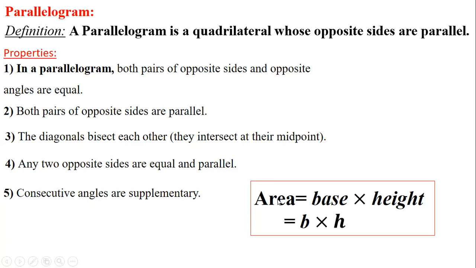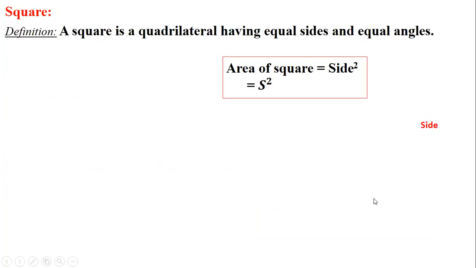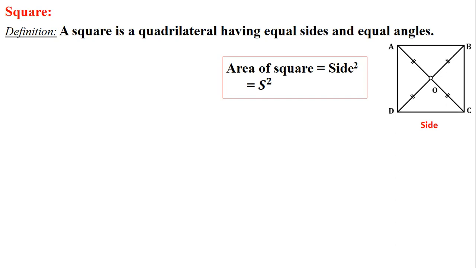We should study the area of the parallelogram. It is base times height. This is the parallelogram. Now the square. By definition, a square is a quadrilateral having 4 equal sides and 4 equal angles. So this is the square.